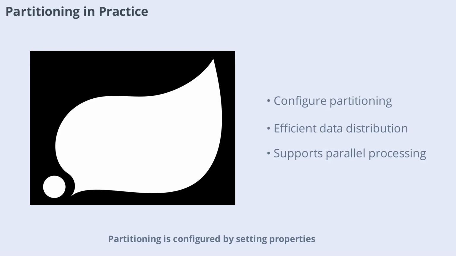Partitioning is configured by setting properties like partitionKeyExpression and partitionCount on output bindings, and partitioned, instanceIndex, and instanceCount on input bindings. This ensures that data is distributed and processed efficiently across multiple application instances, supporting high throughput and parallel processing scenarios.